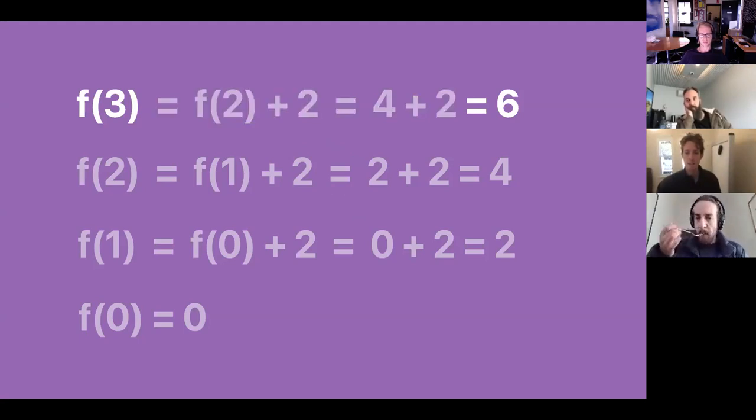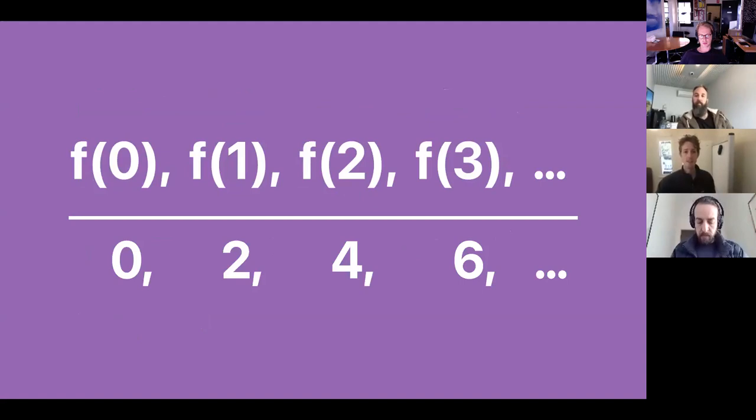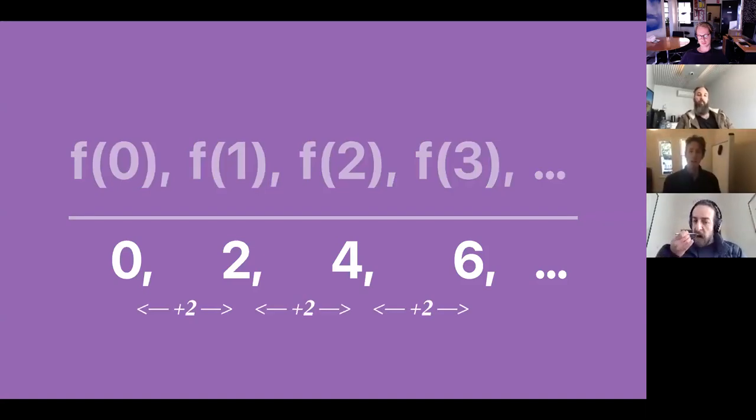So f(0), f(1), f(2), f(3): the double of 0 is 0, double of 1 is 2, double of 2 is 4, double of 3 is 6. Given some number, we have an output. We have this sequence: 0, 1, 2, 3 maps to 0, 2, 4, 6. And we get from the start of the sequence to the end just by adding 2.